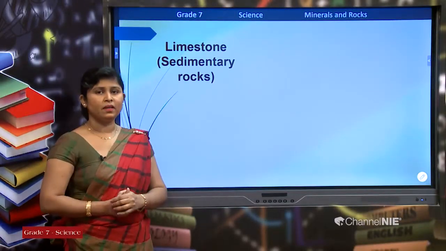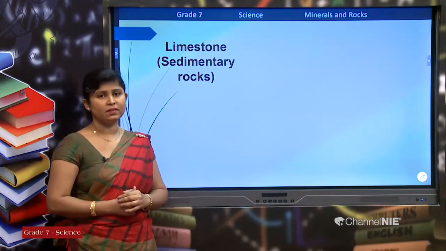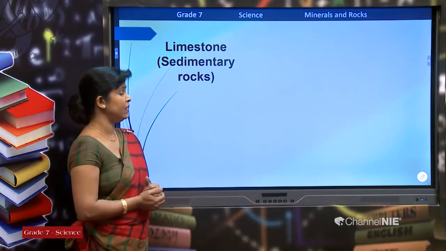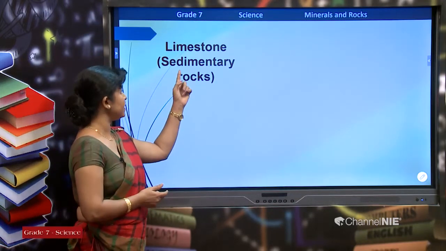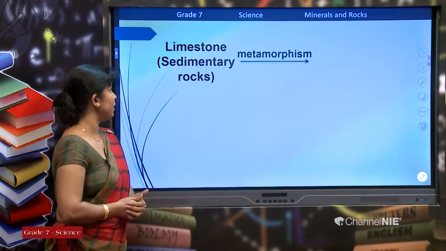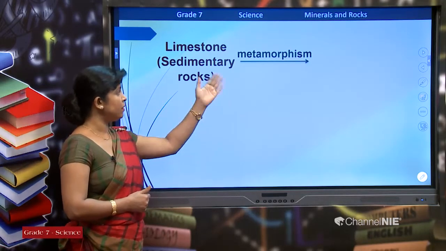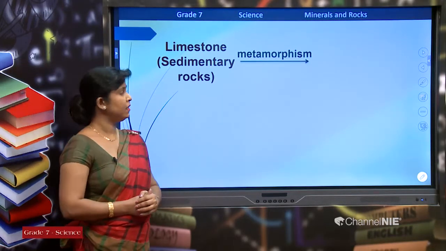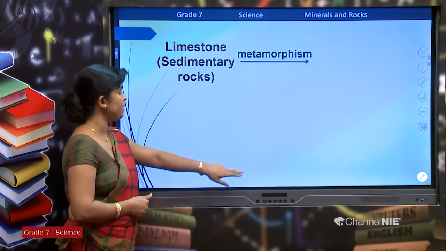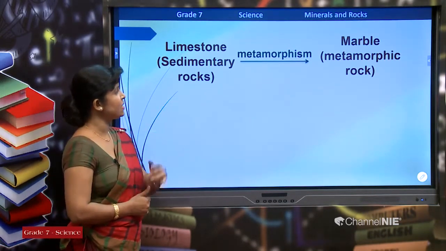Limestone. Now, you already know limestone is a sedimentary rock, right. When we were listing the sedimentary rocks, you learnt that limestone was a sedimentary rock. Now, let us see what has happened to limestone. Limestone has undergone the process of metamorphism, and see what has formed. Very good. Marble has formed.